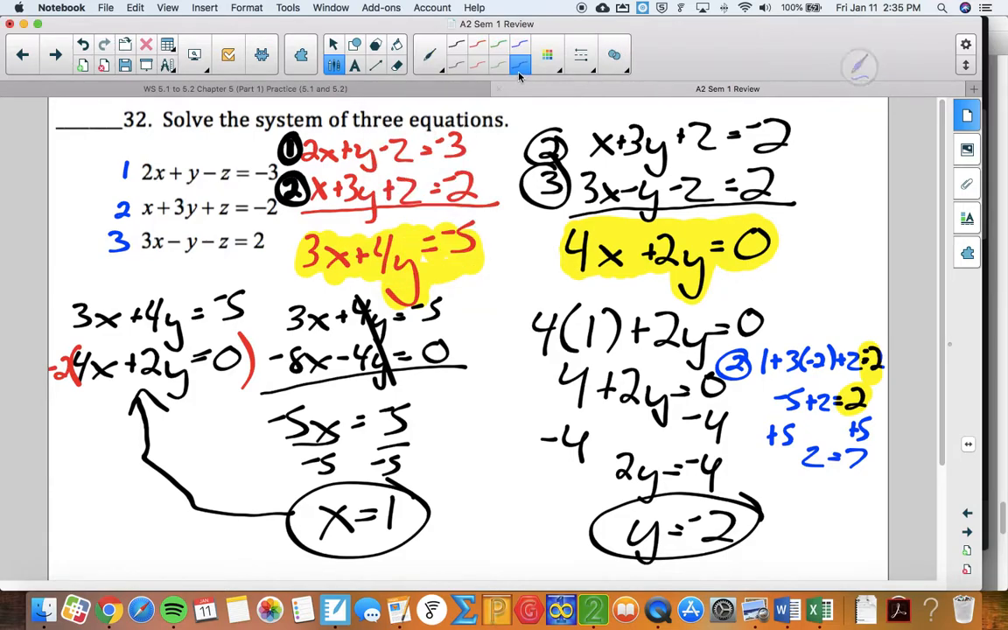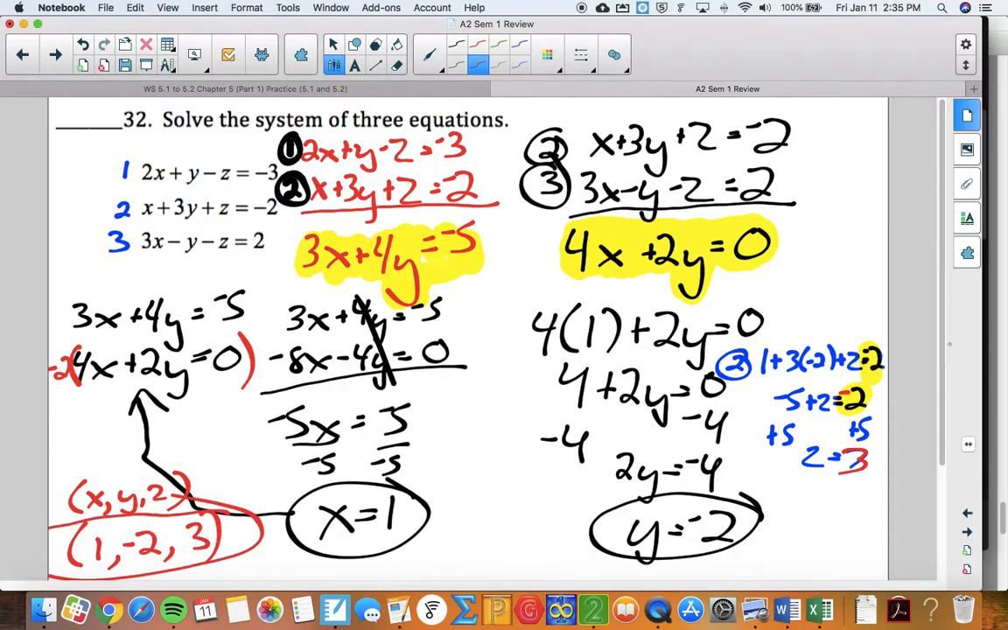So let me put a -2 there now. -2 plus 5 is 3. And then you can write this as an x, y, z coordinate. So x is 1, y is -2, z is 3. There's your solution. That was fun, huh?